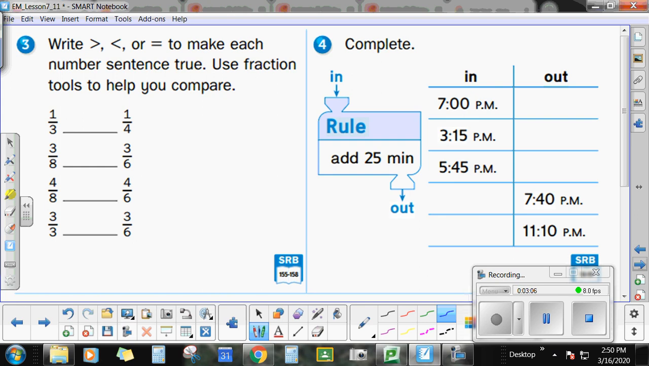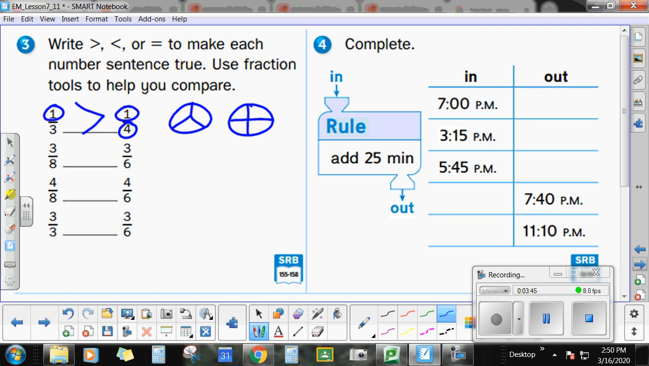Number 3, you're going to write a greater than, less than, or equal to symbol to make each number sentence true. You can use fraction tools to help you compare. All right, so boys and girls, you are comparing 1/3 to 1/4. Did you notice that they both have a 1 in the numerator? So think about what that means. That means if these were pizzas, you're going to get to eat one slice no matter how it's cut. So one pizza will be cut into 3 slices, and the other pizza will be cut into 4 slices. Remember, the bigger the denominator, the smaller the slice. So 1/3 would be bigger.